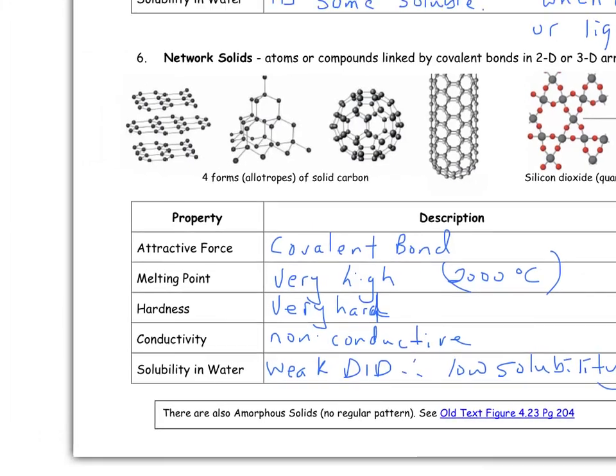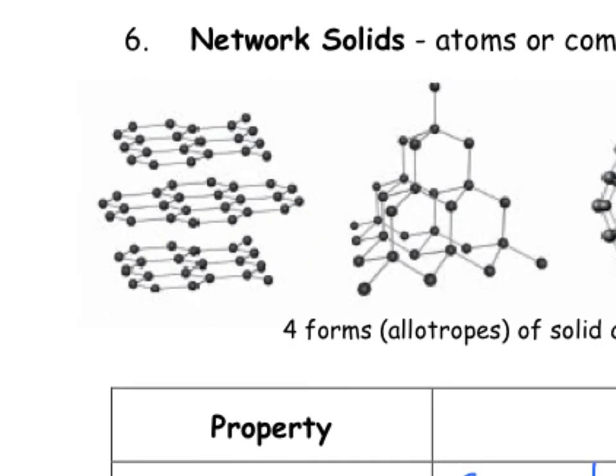Now I've given you some examples of network solids. The first are allotropes, or different forms of solid carbon. Here I have carbon atoms covalently bonded in hexagonal rings, and they get extended out in flat sheets. This is known as graphite. Graphite's used mainly as a lubricant, or you put it in locks to make sure that your doors open and close really easily.